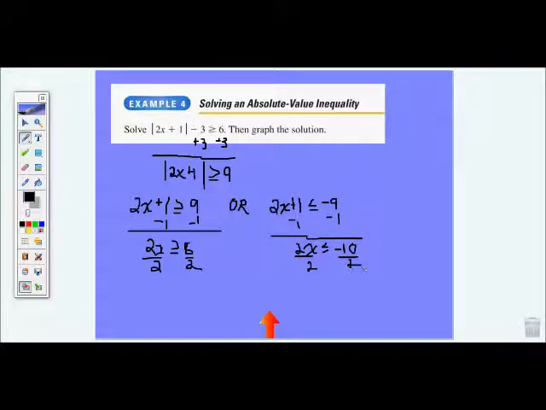Notice I'm using the same process all of the time. And again, the only difference with inequalities is that a negative makes you reverse the sign if you are multiplying or dividing by it.